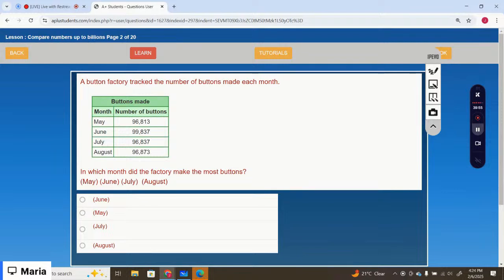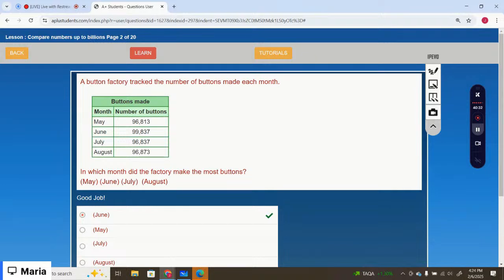A button factory tracked the number of buttons made each month. In which month did the factory make the most buttons? Which is the correct option? That is June, the most buttons in June. Option number 1 is the correct option.